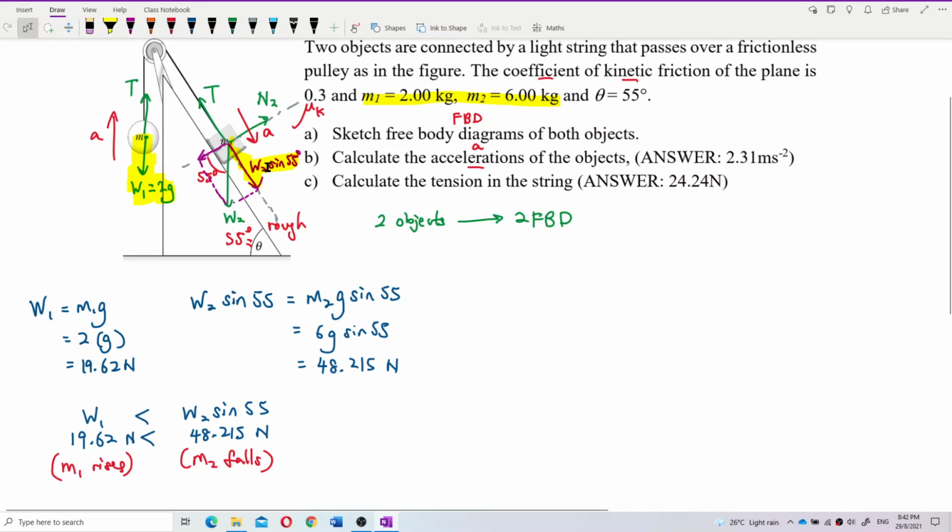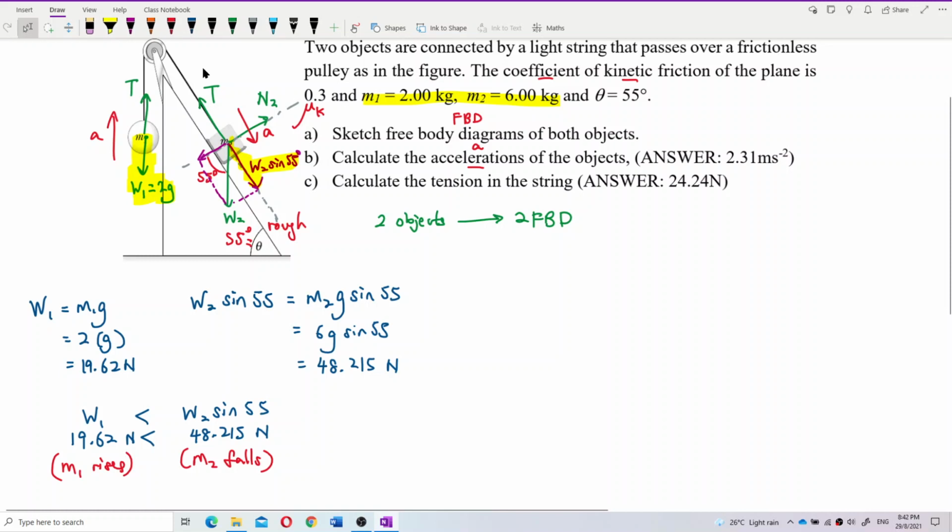Now we can know the direction of friction, because this surface is rough. Now we already know the definite direction of motion. The direction of motion is mass 2 slides down. So the mass 2 slides down, friction should go up.